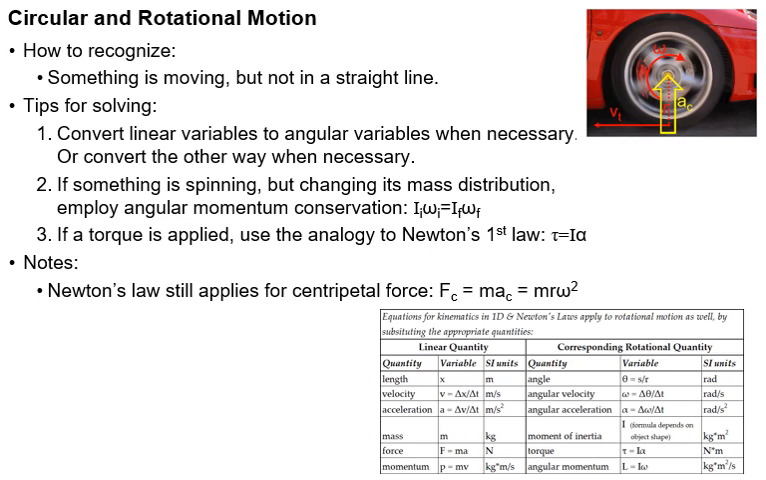So the next thing is circular and rotational motion. In the class, we covered them separately, but they're really kind of an extension of the same thing. So I'm going to treat them together here. So how do you recognize this type of problem? You might be told it's rotating, or something's moving, but it's not in a straight line, right? It's going in a circle, or it's rotating, right? Then you're talking about circular or rotational motion.